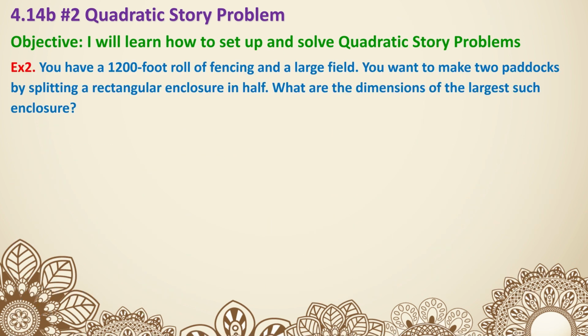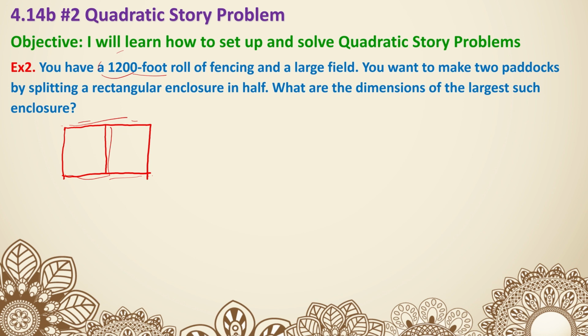Similar, you have a 1,200-foot row of fencing and a large field. You want to make 2 paddocks by splitting a rectangular enclosure in half. Well, here's what it means. A rectangular enclosure, but when you're splitting it in half, that means you're adding another layer of fence in the middle. What are the dimensions of the largest such enclosure? And you're using 1,200-foot row of fencing. So basically, these are all the fencing that you actually need.